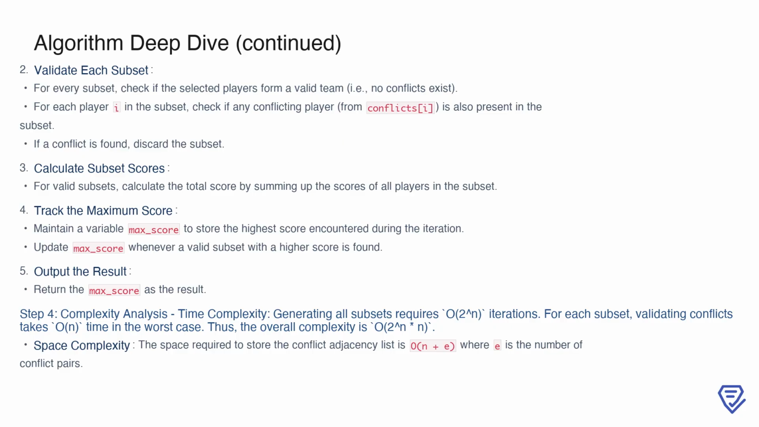However, this brute force approach has significant computational costs. Generating all subsets requires 2 to the power of n iterations, and validating each subset can take up to n operations. This makes the time complexity 2 to the power of n times n, which becomes impractical for larger values of n. Additionally, the space complexity is determined by storing the conflict adjacency list, which uses n plus e space, where e is the number of conflict pairs.